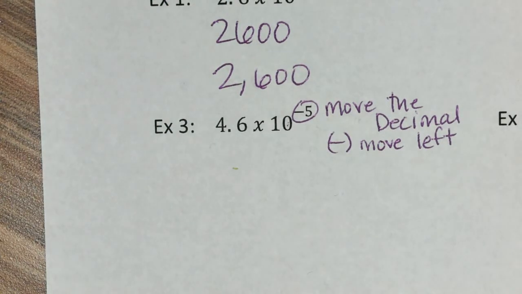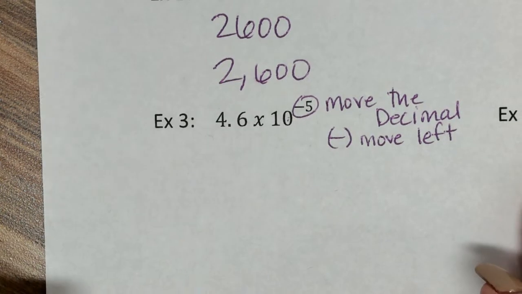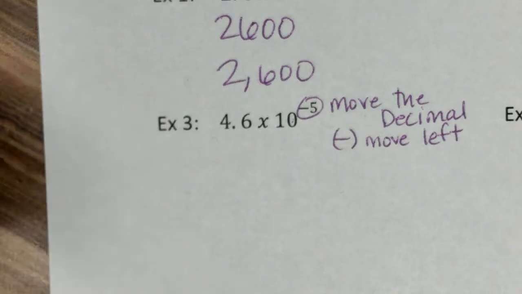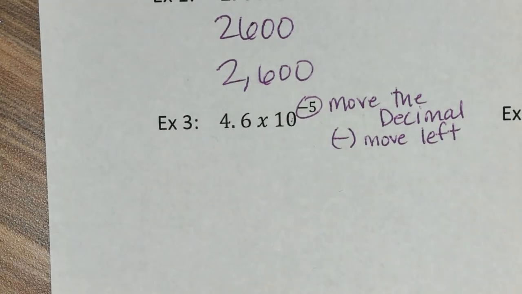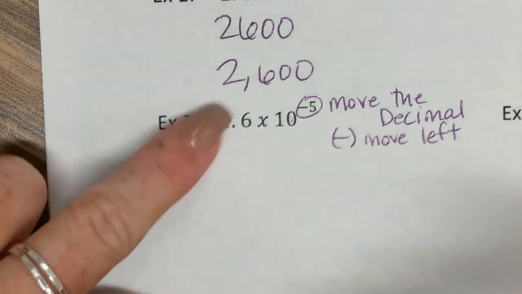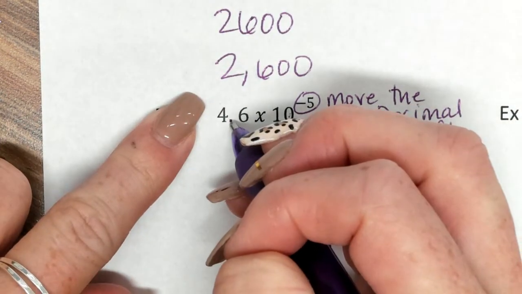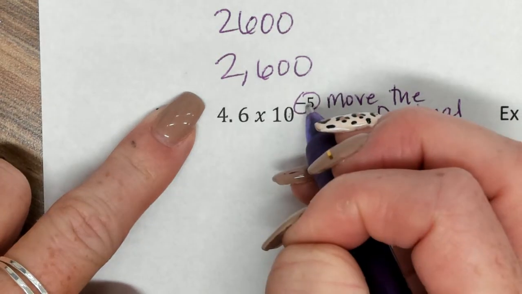If it's a negative exponent, I'm going to move the decimal to the left. So all this is counting. So if you can count, you'll be fine. Y'all will also learn this in your science class, and you'll already know how to do it. Okay? So here's my decimal. Does everybody see it? I'm going to take this and move it how many places?